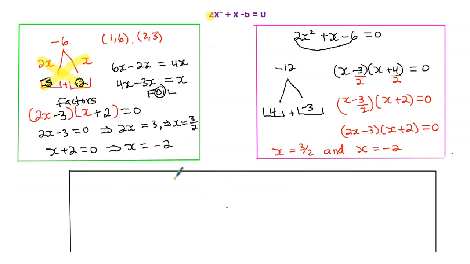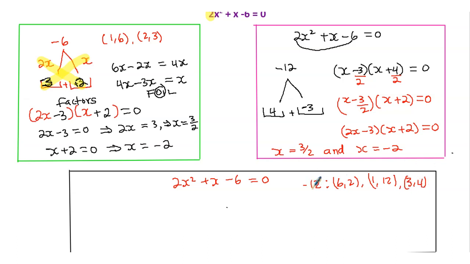Then the next method is what we call the grouping, factoring by grouping. So we have our question 2x squared plus x minus 6 equals 0. All that we have to do is multiply this by this, and that gives you negative 12. We know that. We're going to look for the factors, which are 6 and 2, 1 and 12, and 3 and 4.